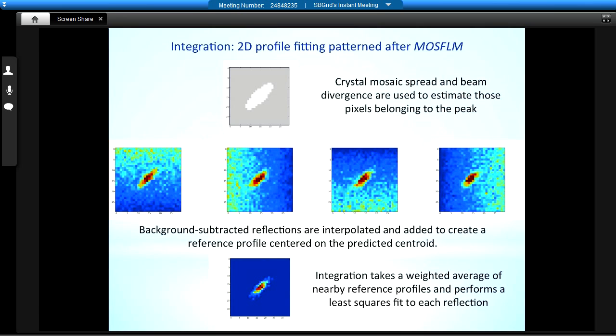So here, the crystal mosaic spread and the beam divergence are used to estimate those pixels that belong to the Bragg peak. Then we look at different Bragg spots in the same area of the detector, and we take background subtracted reflections, we interpolate these, and create a reference profile centered on the predicted centroid of the spot. And then for integration, we take a weighted average of nearby reference profiles and perform a least squares fit of the profile to the actual data. And then we get a scaling factor, and that's the measurement of the intensity.